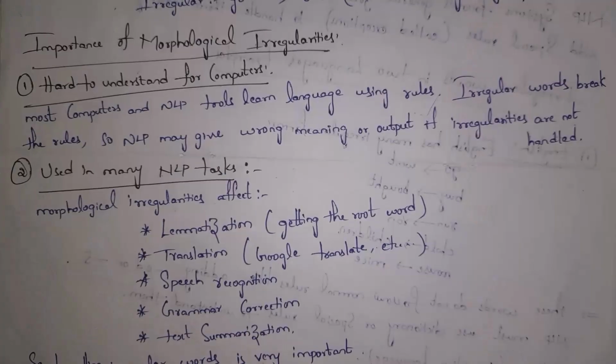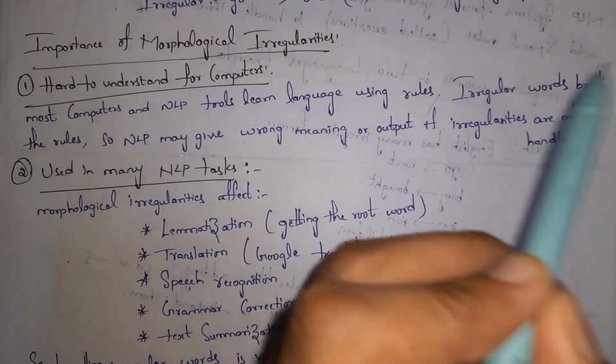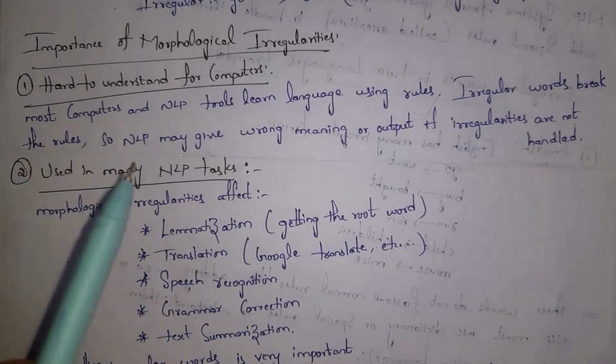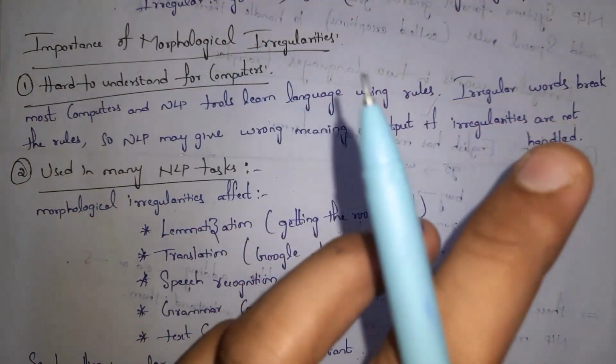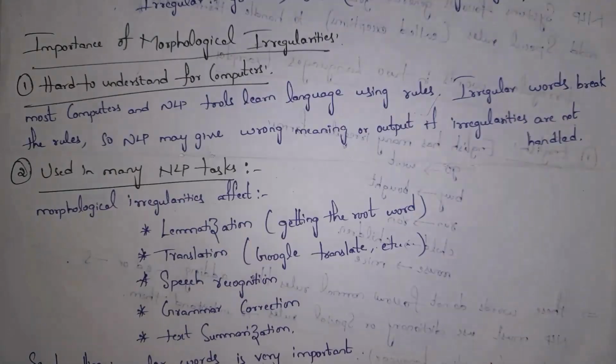Now we will explain the importance of morphological irregularities. The first one is that they are hard for computers to understand. Most computers and NLP tools learn language using rules. Irregular words break the rules. So NLP may give a wrong meaning, or it may give wrong output, if irregularities are not handled properly. If we give irregular words to a computer, it may not understand them and may give wrong output. So we need to train computers and NLP tools to understand morphological irregularities, so they will give correct output.